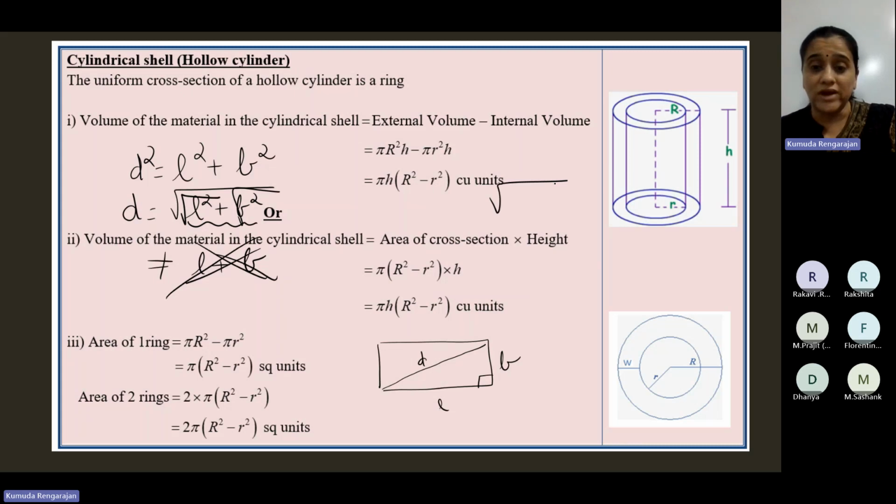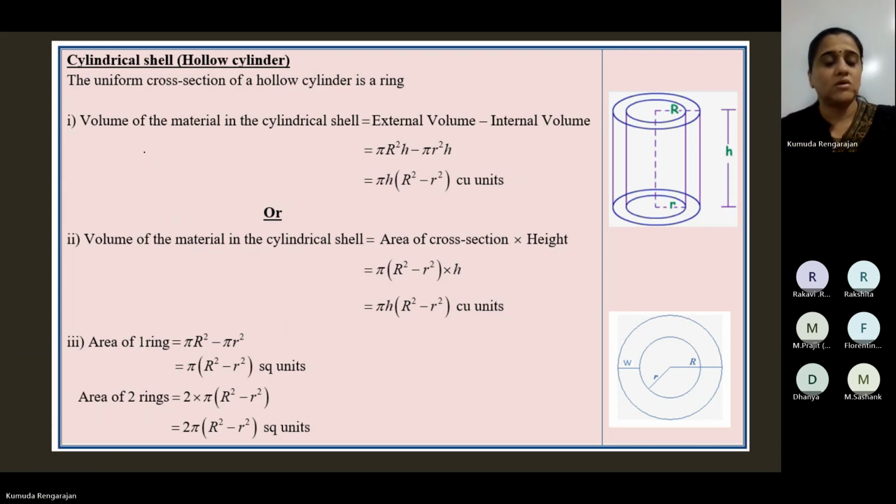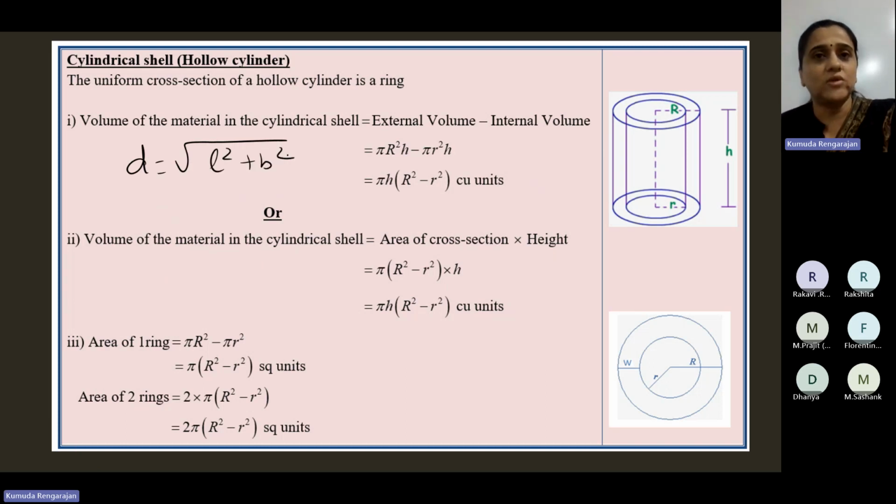If it was square root of L square times B square, then it is LB. But it is square root of L square plus B square. It is not L plus B. So D is equal to square root of L square plus B square. So the length of the diagonal of a rectangle is given by square root of L square plus B square. Now for a cuboid, the length of the diagonal is given by square root of L square plus B square plus H square.